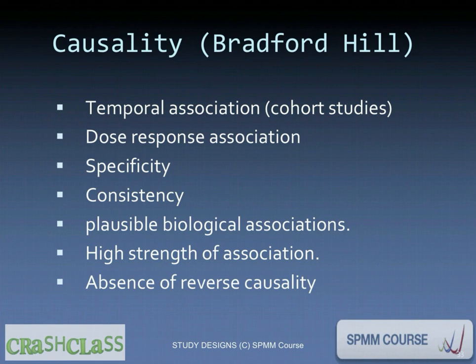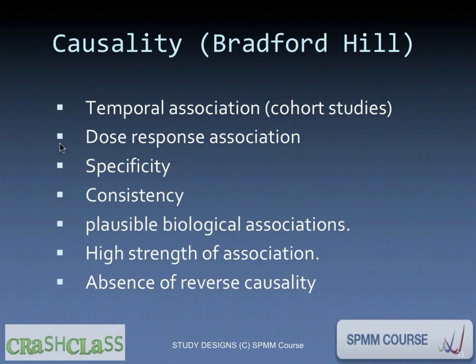There are different criteria for determining causality. These were initially put forward by an epidemiologist called Bradford Hill. According to Bradford Hill, if you want to say A causes B, then A should precede B. So this is called temporal association. A must happen before B happens. This is temporal association. Higher the dose of A, higher the intensity of B should be.